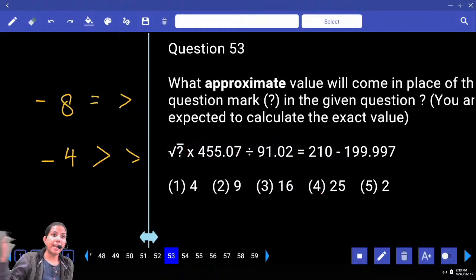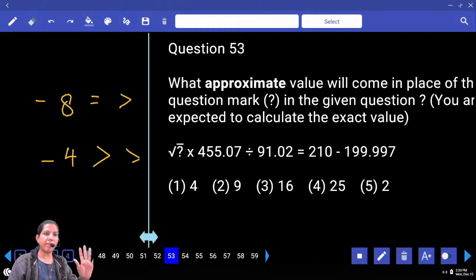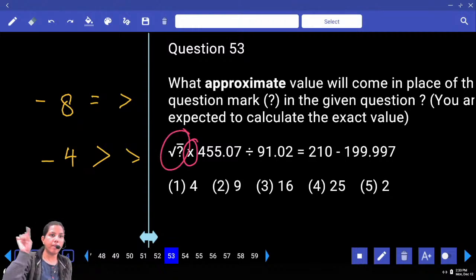Okay. Look at the right hand side value. What is 210 minus 200? 10. Right hand side value 10. Left hand side 455 by 91. Clearly it's 5 times. Left hand side 5, right hand side 10. So 5 is exactly 2 times. So the square root of the question mark value is 2, then question mark is equal to 4.